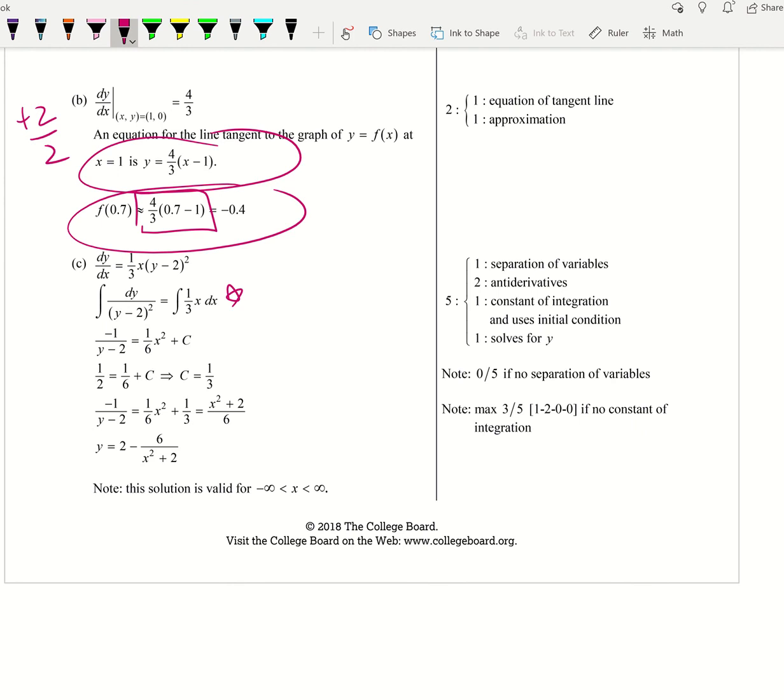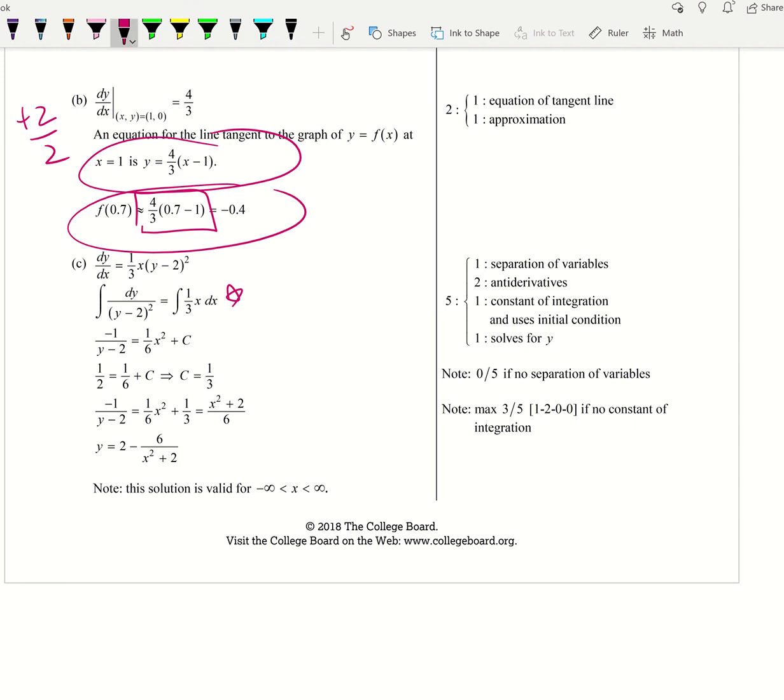Now, there are 2 antiderivatives. You get 1 point for this side and 1 point for this side. If you get one of them right, they will continue reading. If you get both of those wrong, you're done with the problem. You got 1 point out of 5. If you don't separate the variables, you don't get anything. They stop reading. So make sure that at least one of those is integrated properly.